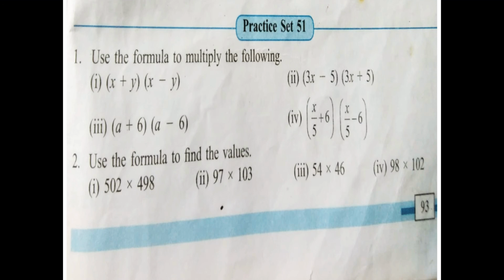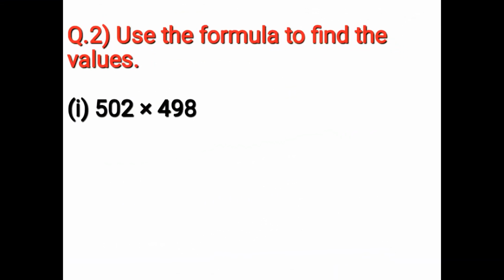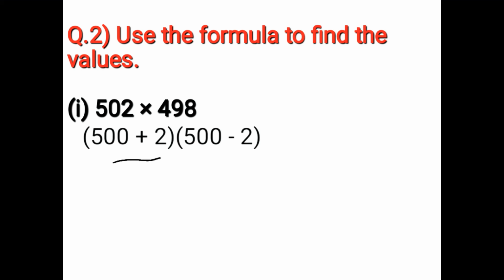Next, use the formula to find the values. First one is 502 × 498. You have to write the expansion form of (a + b)(a - b) like this. (500 + 2)(500 - 2). And then you have to solve in a² - b². Why 500 + 2, 500 - 2 over here?